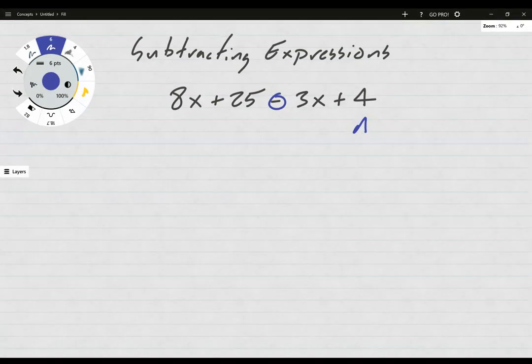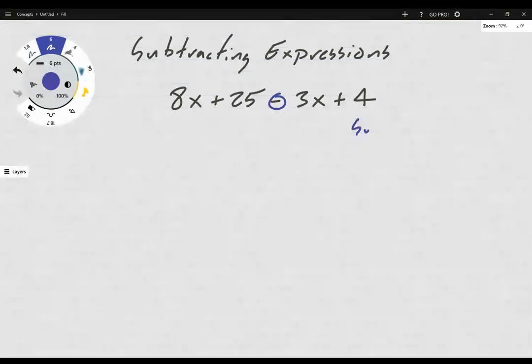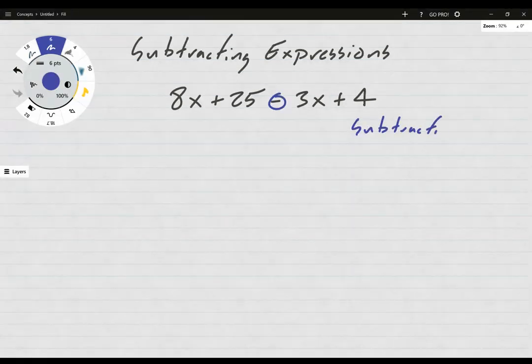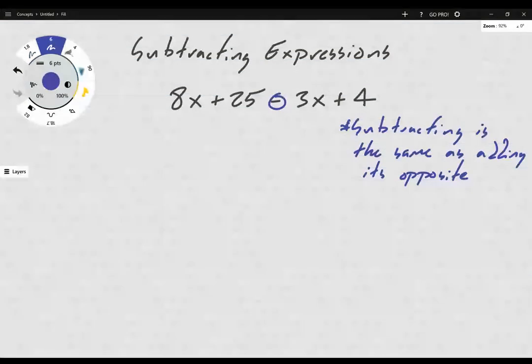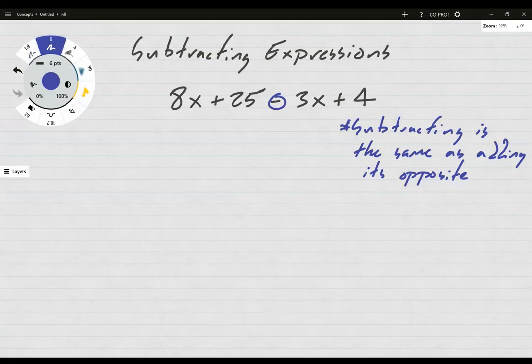Subtracting a number is the same as adding its opposite. So if I was to apply this rule, subtracting is the same as adding its opposite. I'm subtracting a 3x. That's the same thing as adding the opposite of positive 3x.